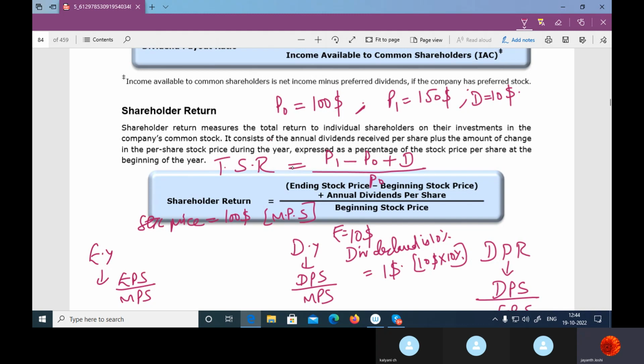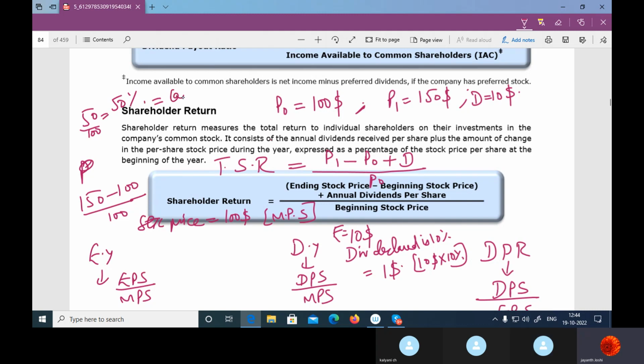Now I have to explain this. If you look at only one angle, like P1 is 150 and P naught is 100, divided by P naught 100, how much do you get? 50 by 100, 50%. Correct or wrong?